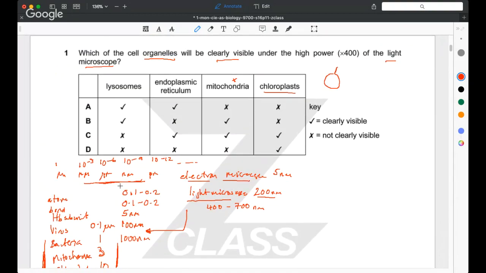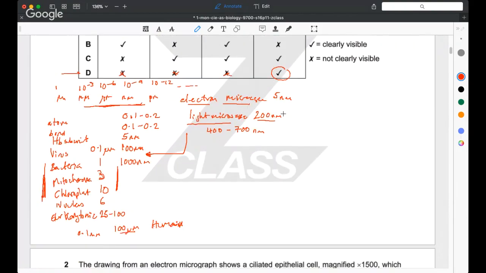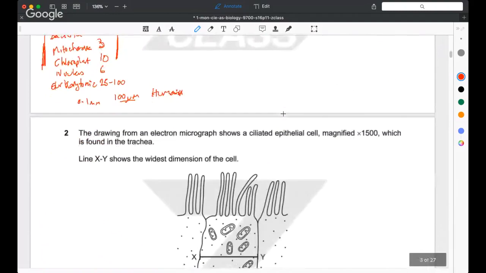So all of these are not discernible with a light microscope, and these aren't going to be clearly visible. So the one that is clearly visible with the highest power of the light microscope is going to be the chloroplast. And so when you look at that table there, this row D, where we don't have that, we don't have that, we don't have that, but we do have that, that's the one that's going to be clearly visible under the highest power of the light microscope. Okay, so these questions now continue with the theme of size.